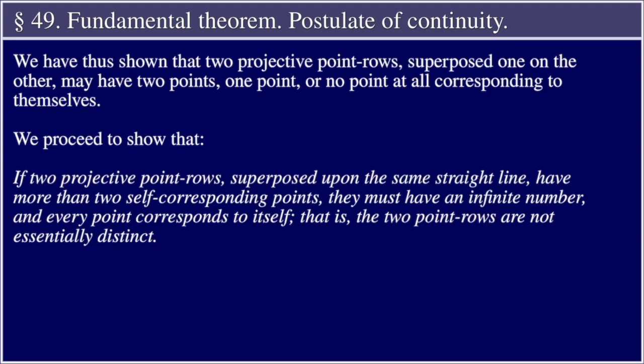Section 49. Fundamental Theorem, Postulate of Continuity. We have thus shown that two projective point rows, superposed one upon the other, may have 2 points, 1 point or no point at all, corresponding to themselves. We proceed to show that if two projective point rows superposed upon the same straight line have more than two self-corresponding points, they must have an infinite number, and every point corresponds to itself. That is, the two point rows are not essentially distinct.